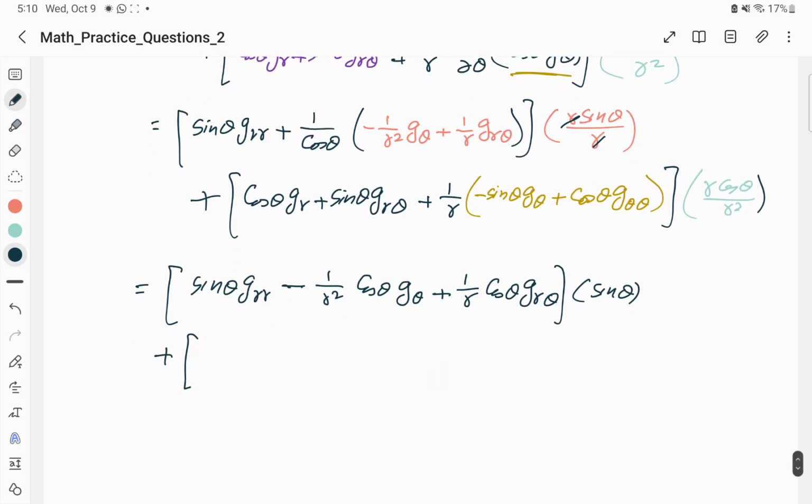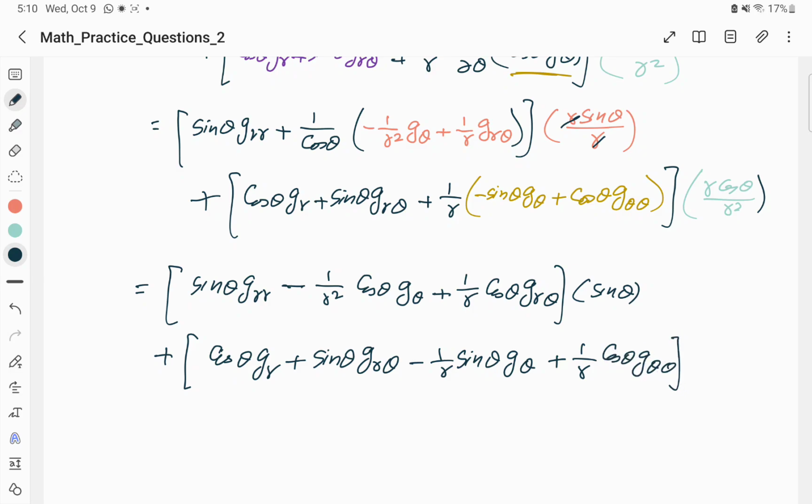And for the second expression, it will be sine theta g r, sorry, I have to write from here. It is cos theta g r plus sine theta g r theta, and here we do the multiplication, so it will become negative 1 over r sine theta g theta plus 1 over r cos theta g theta theta, and here is the multiplication. Here r square is cancelled, so it will become cos theta over r.